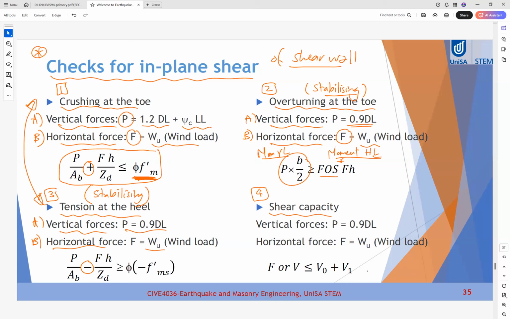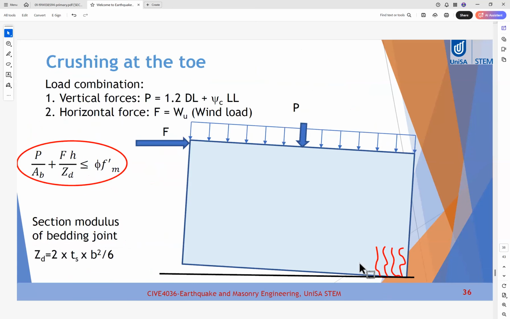The shear capacity, also a stabilizing effect. So we have vertical and horizontal. For vertical load, we have N equal to 0.9 D, or dead load, and horizontal force F equal to the wind load. So F, or V, the shear, should be less than or equal to V0 plus V1. Okay, so these are the 4 cases we need to check for the in-plane wall.